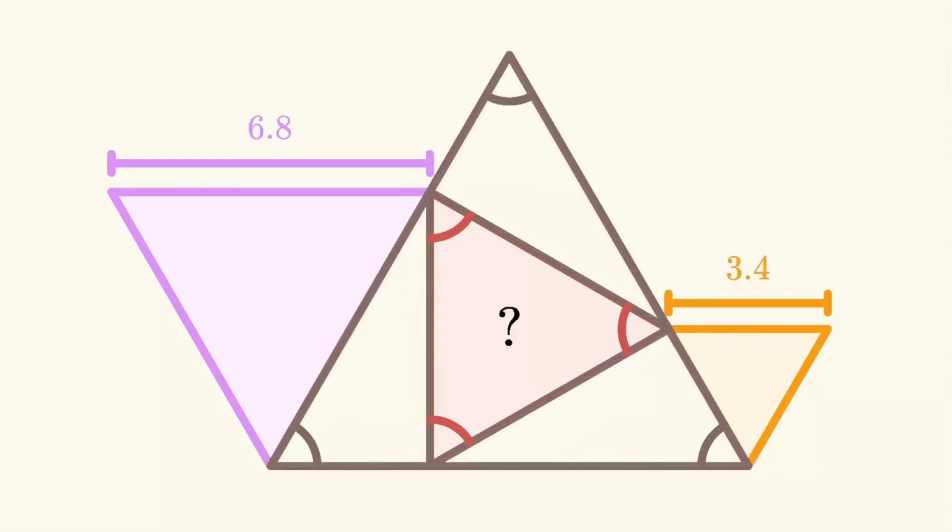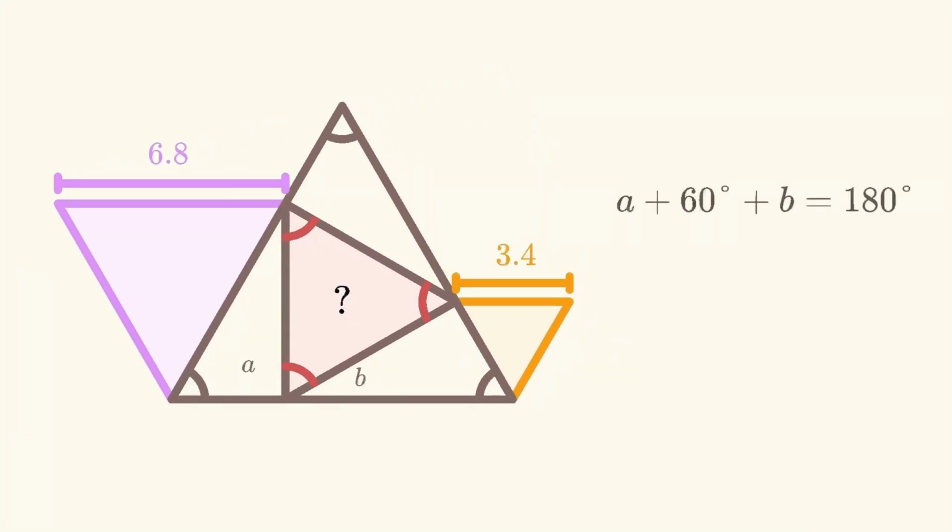Now let's turn our attention to these three surrounding triangles. Let's label this angle A and this angle B. We know that A plus 60 plus B must equal 180 degrees. Simplifying that equation leaves us with A plus B is equal to 120, or B is equal to 120 minus A. Now let's call this angle Z.